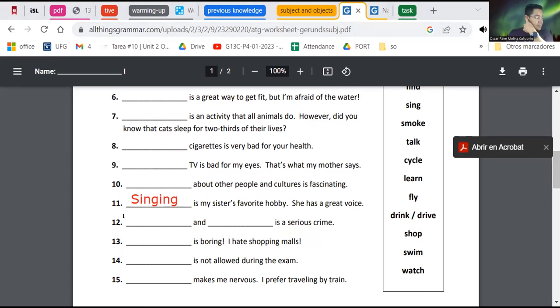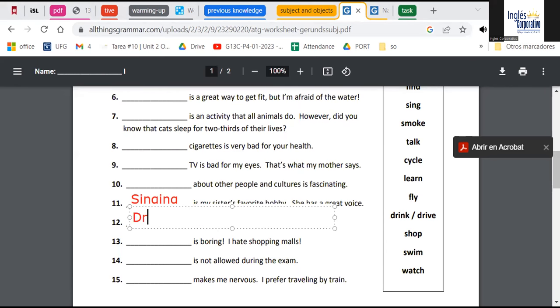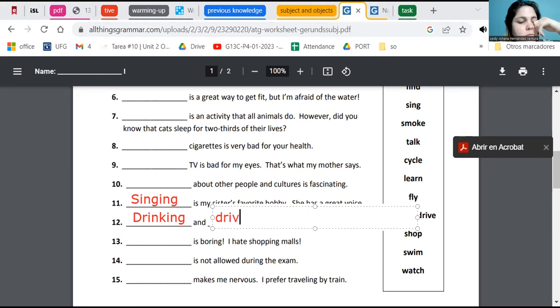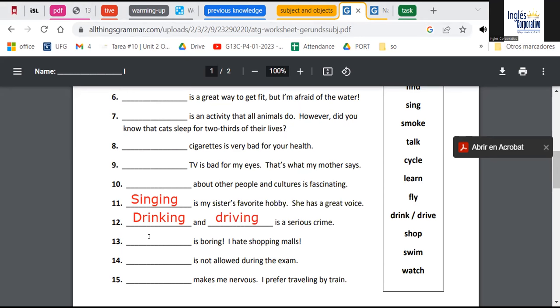Is a serious crime. Drinking and driving is a serious crime. Okay. Drinking and driving. Okay, and driving is a serious crime.